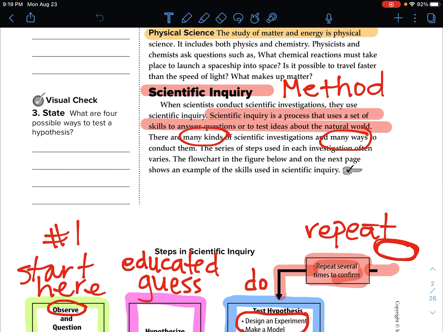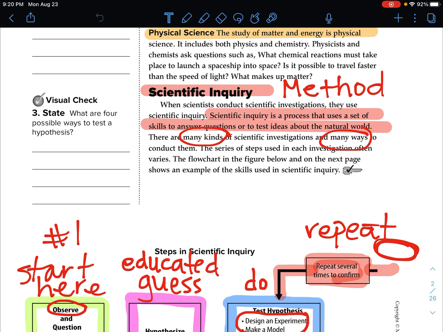Okay. Scientific inquiry, also known as the scientific method. Now I have gone through and I have already marked this text, so I would like for you to be marking it like I have, all right? So I've highlighted the important things for you to know from this section, okay? All right, let's roll.